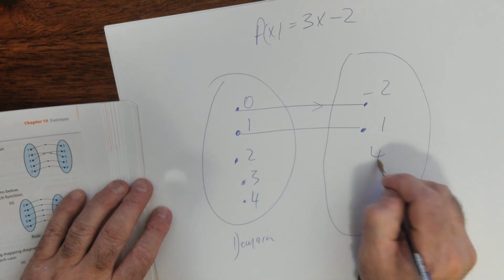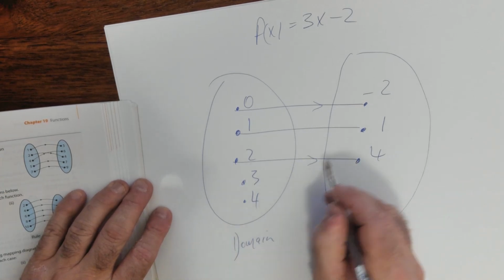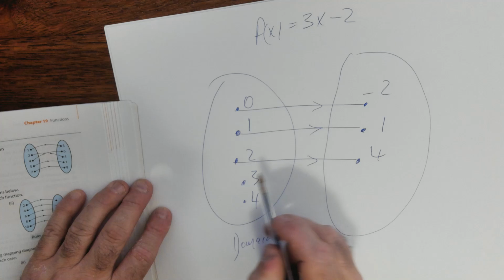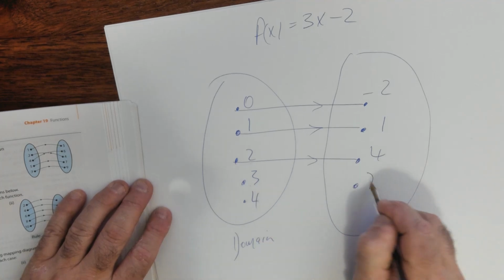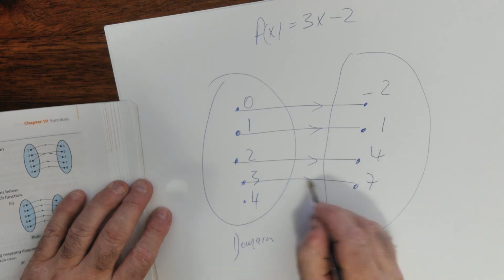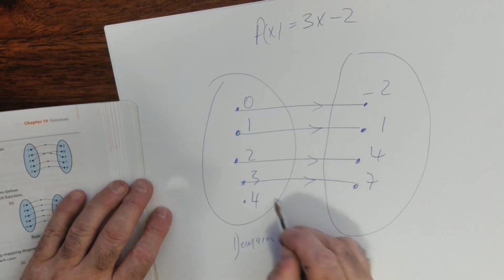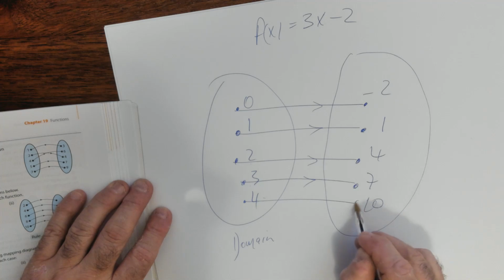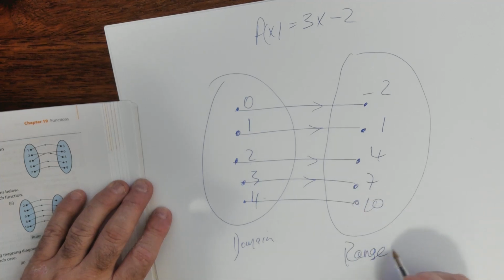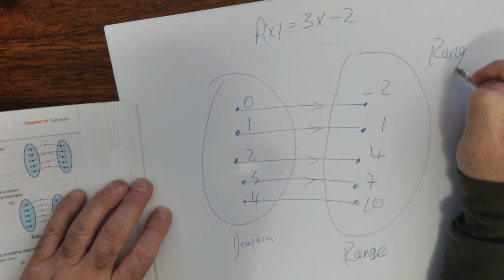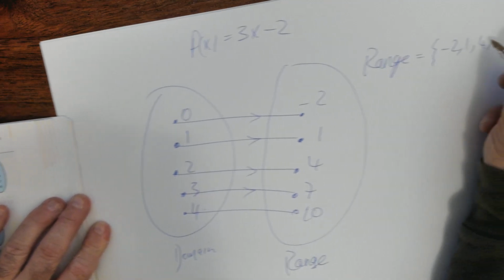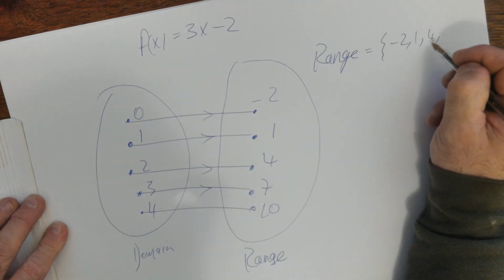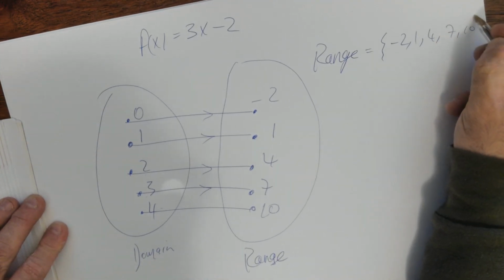6 by trebling, take 2, 4. 9, 3 is 9, take 2, 7. 12, take 2 is 10. And we can give that in list form like we would in sets. We could say the range is -2, 1, 4, 7, and 10.